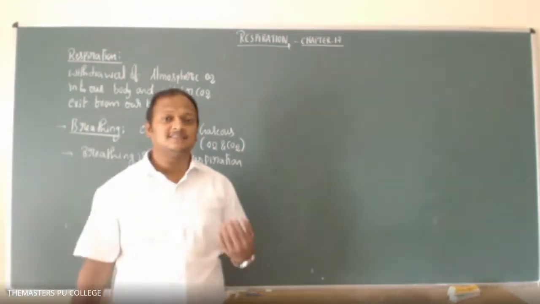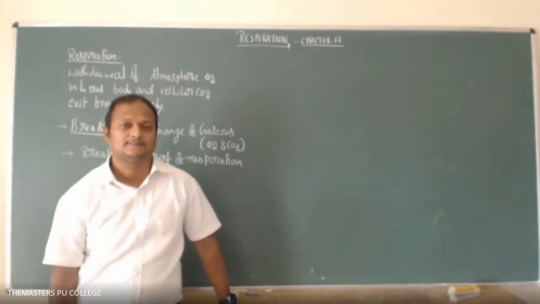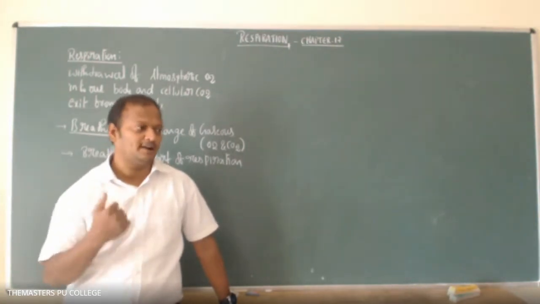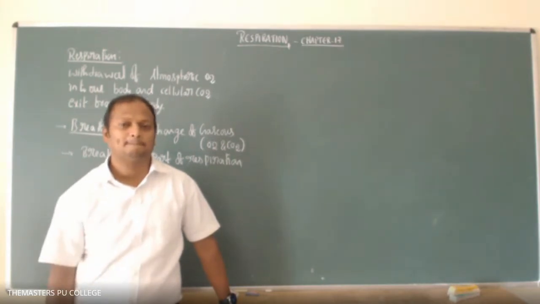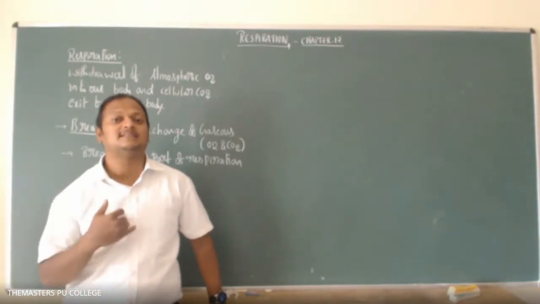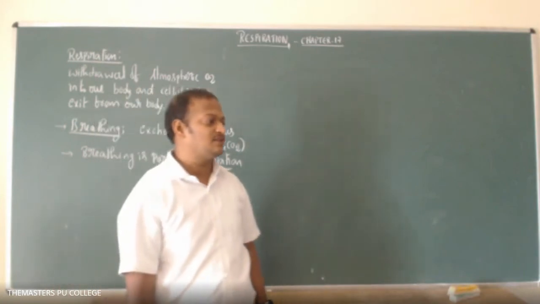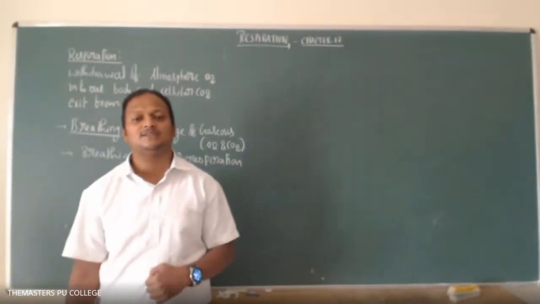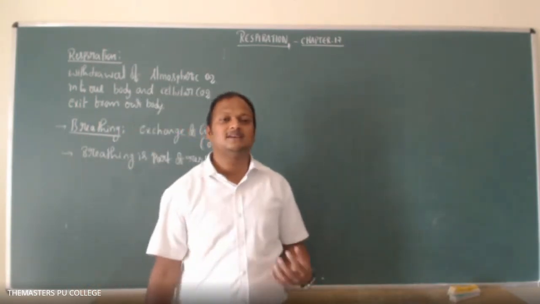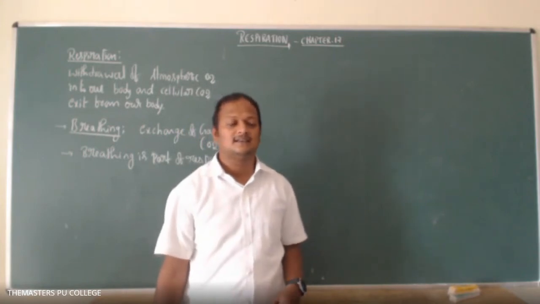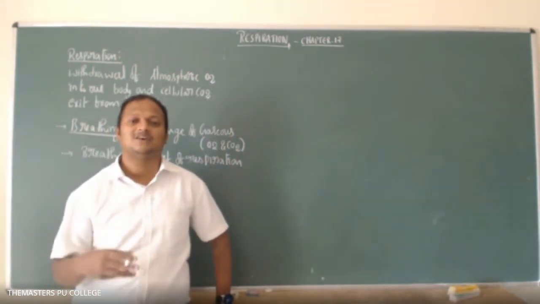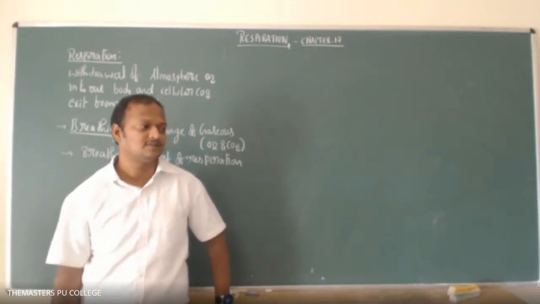So why is oxygen only required for our body, students? We are discussing the intake of oxygen from the atmosphere to the body. What is the reason, and why does carbon dioxide need to exit from our body? We already discussed it: in the presence of oxygen only, the cells release more energy. And carbon dioxide is not essential for our body; it is not helpful for our metabolic process.